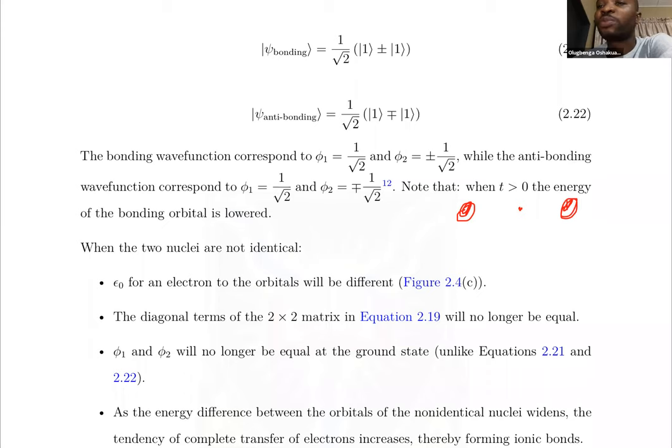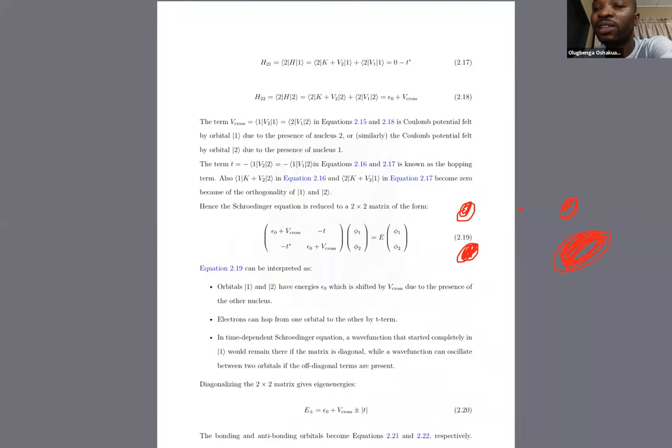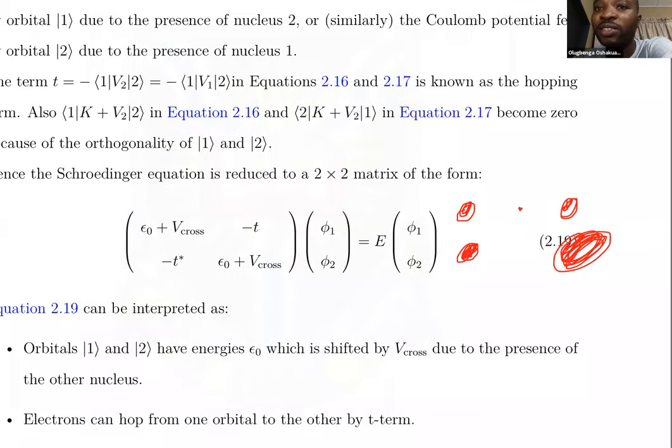So what will happen if we are talking about maybe hydrogen and let's say chlorine? We won't have exactly these expressions that we've had. One of the things you'd have noticed while moving along is that in equations 15, 16, and 19, the diagonal terms appear to be the same. Even the non-diagonal terms also appear to be the same.